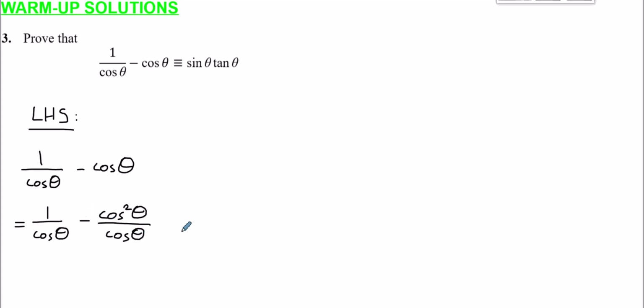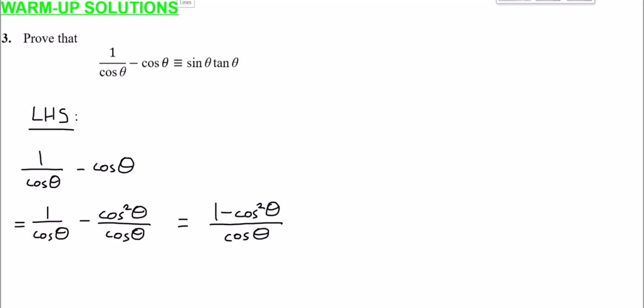Now what this will do is make me able to write the numerator all over a common denominator of cos theta. So the numerator will become 1 minus cos squared theta, and then we'll have over cos theta at the bottom.